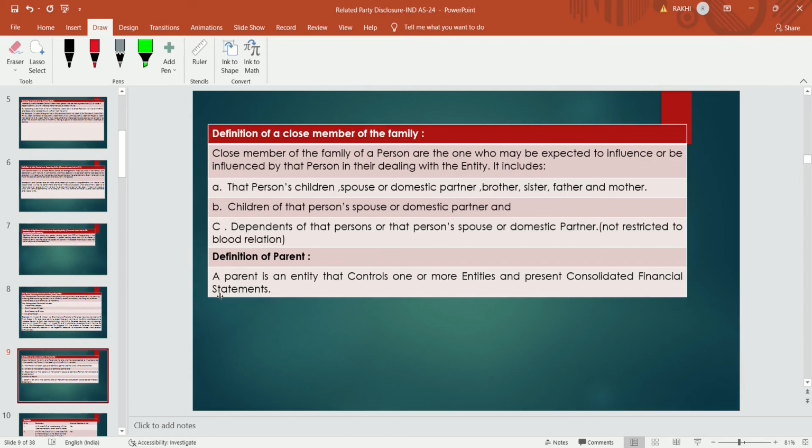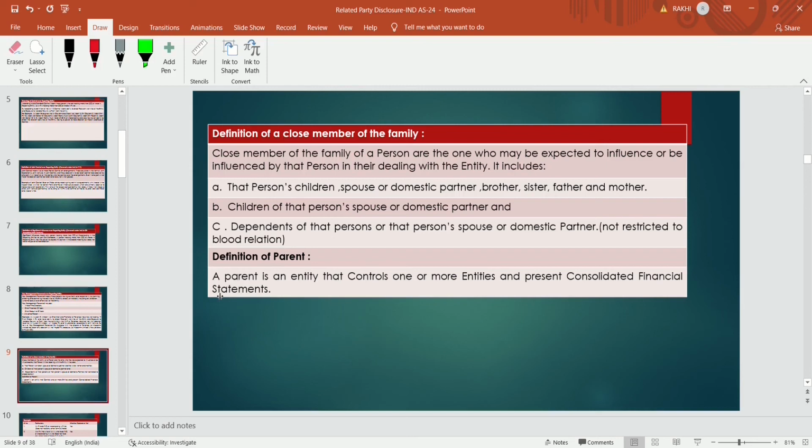The close family members of that person are those who are expected to influence or be influenced by that person in dealing with the entities. It includes that person's children, meaning Mukesh Ambani's children, spouse, domestic partner, brother, sister, father and mother. Children of that person's spouse or domestic partner, and dependents, those who are dependent on that person, Mr. Ambani, or on that person's spouse or domestic partner, not restricted to blood relation. Those who are dependent on them are also included in the close family members of that person.